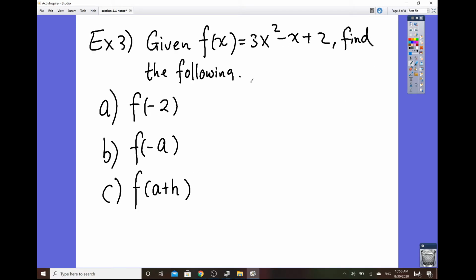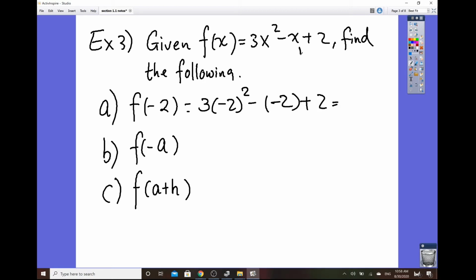So for 1.1, another thing that you need to know is about plugging a number, evaluating. Sometimes we don't just plug in a number, sometimes we need to replace a variable by a new variable. So let's start with the basic one. We do have a quadratic, a trinomial quadratic function. Now we want to put in -2 for x. So we get 3 times the quantity of -2 squared minus the quantity -2 plus 2.